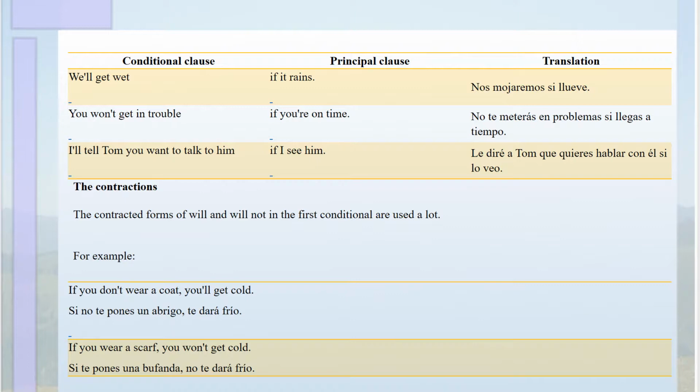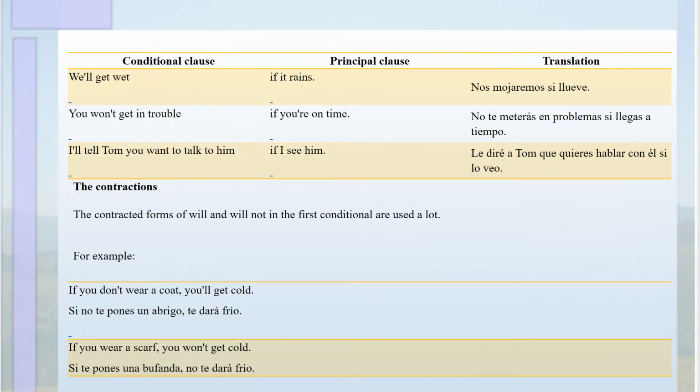In the third sentence, for example, I'll tell Tom you want to talk to him is the conditional clause. If I see him is the principal clause. Translation: Le diré a Tom que quieres hablar con él si lo veo.